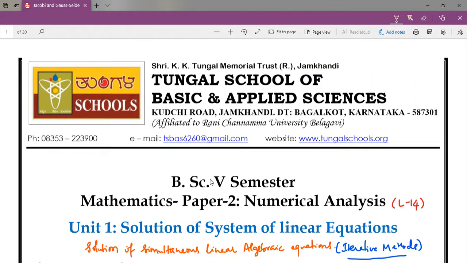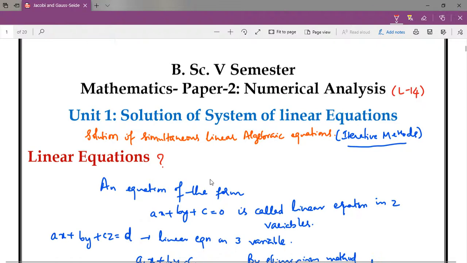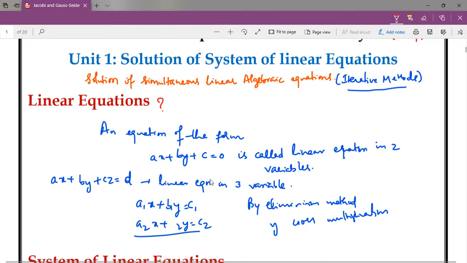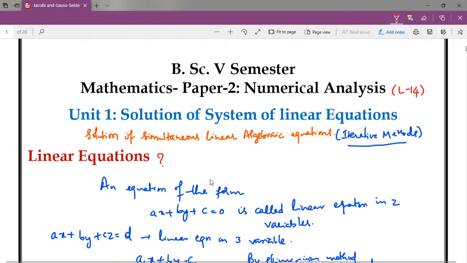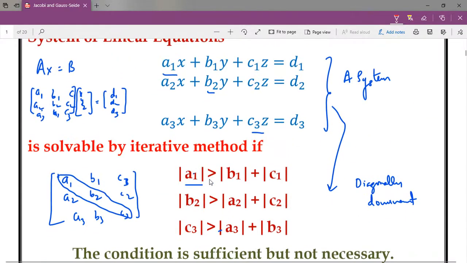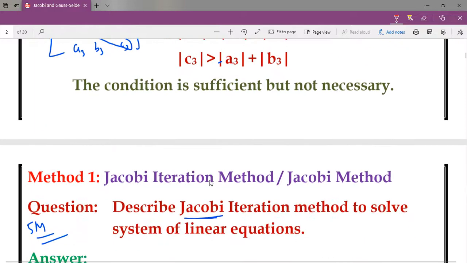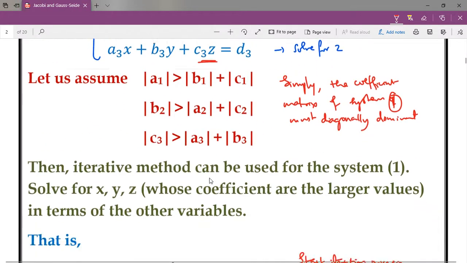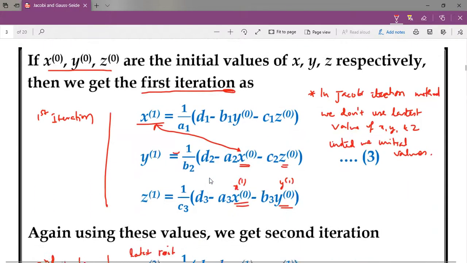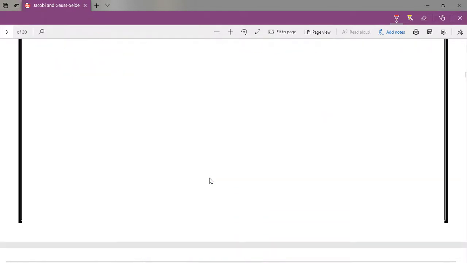Hello everyone. So welcome to lecture 14 on numerical analysis. So we are dealing with the solution of system of linear equations, the simultaneous linear algebraic equations. So we are seeing the iterative methods. So we have seen how to solve the system of linear equations by Jacobi iteration method, and we have also solved one example.